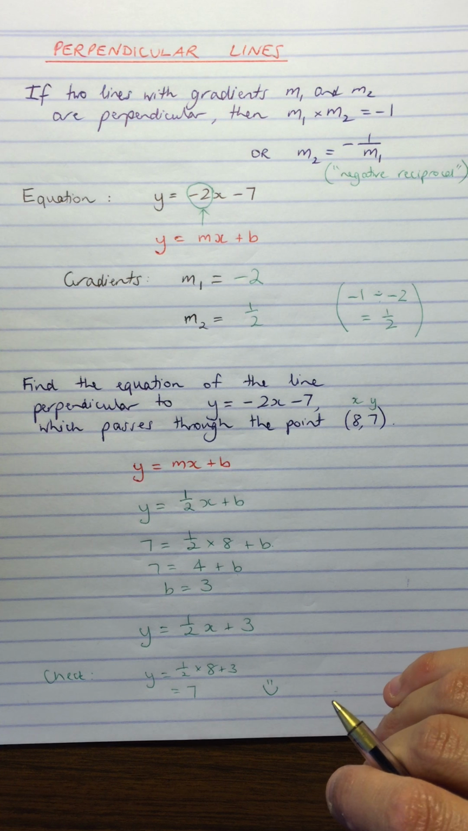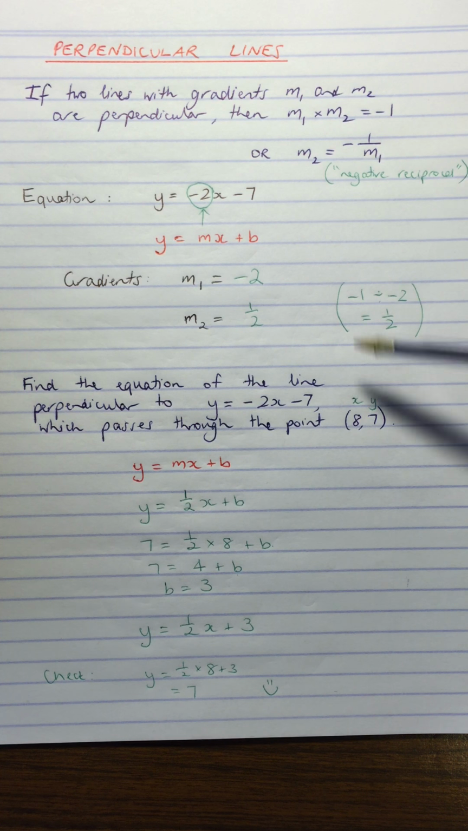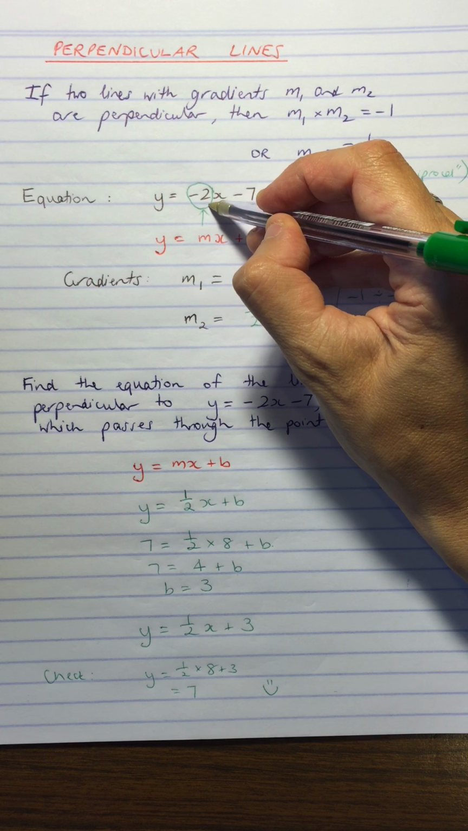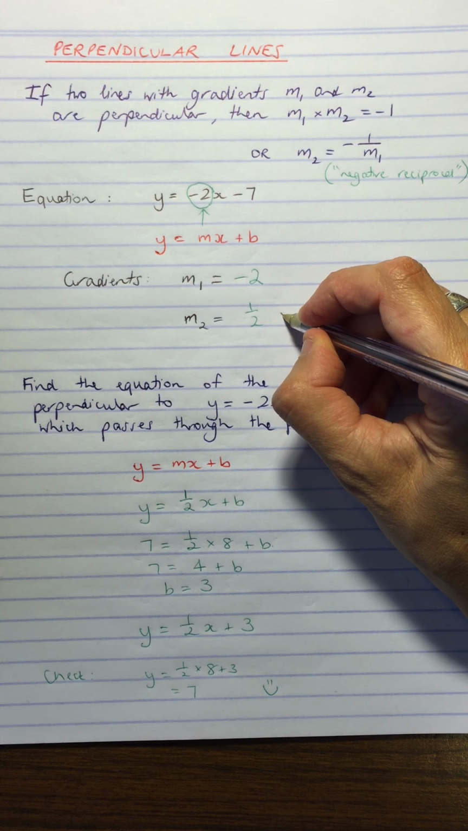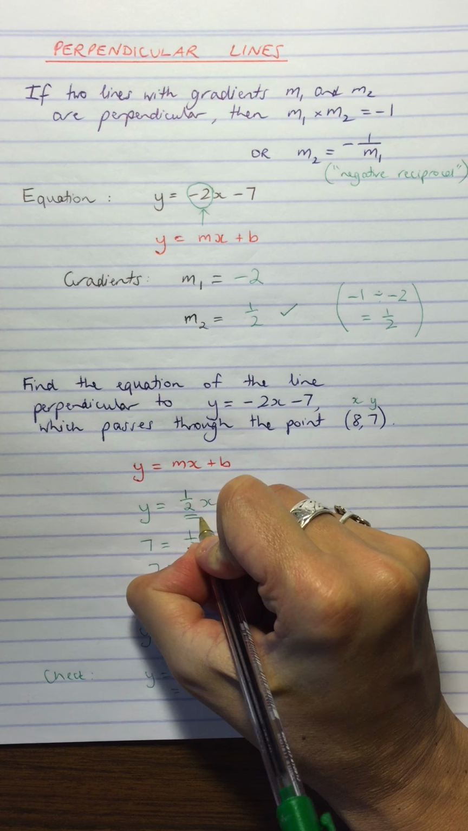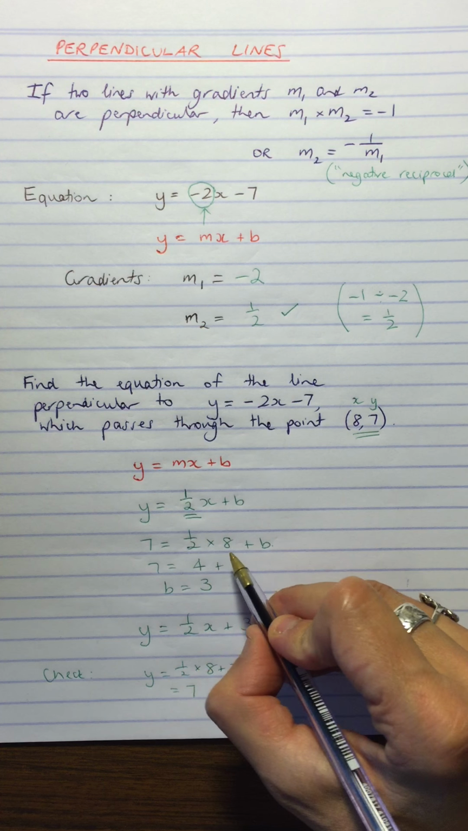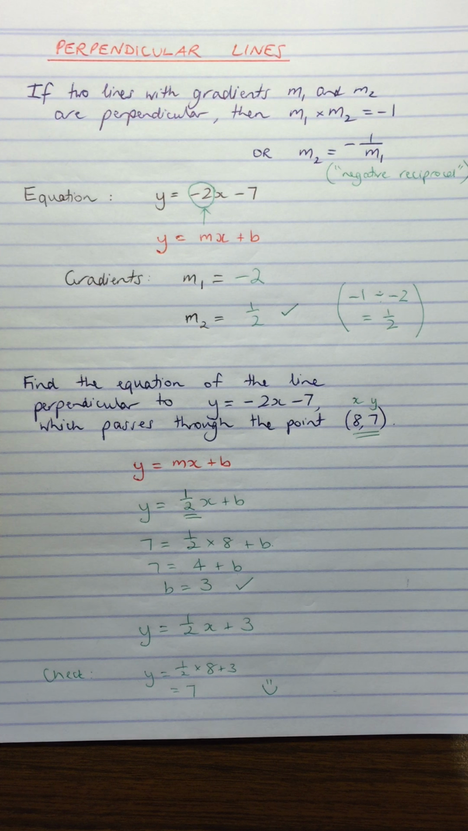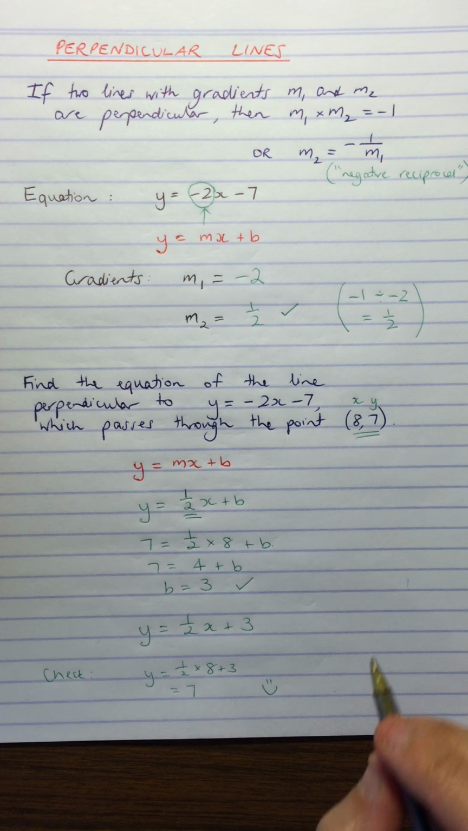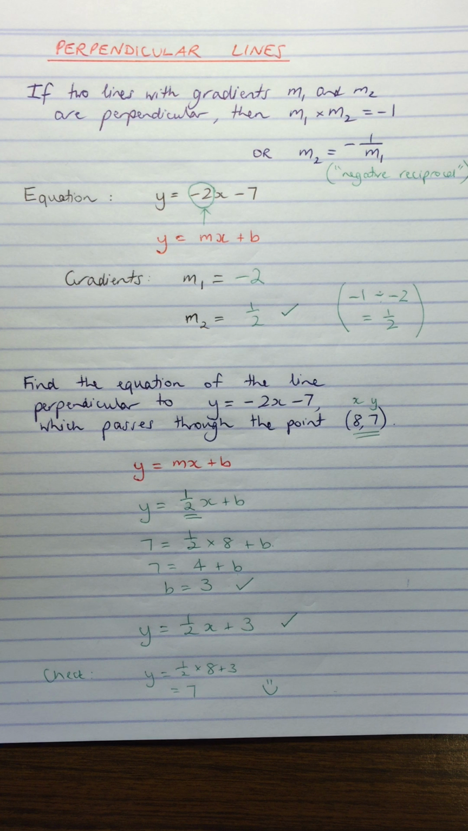So, when two lines are perpendicular, the gradients have a special relationship. m1 times m2 equals -1. The second gradient is the negative reciprocal of the first. Once you know your first gradient, you can find your second gradient, then substitute that into y equals mx plus b. Use the given points in the question to substitute and find b, the y-intercept. And all you need is m and b, and you have the equation of your new line. In this case, y equals 1/2 x plus 3.